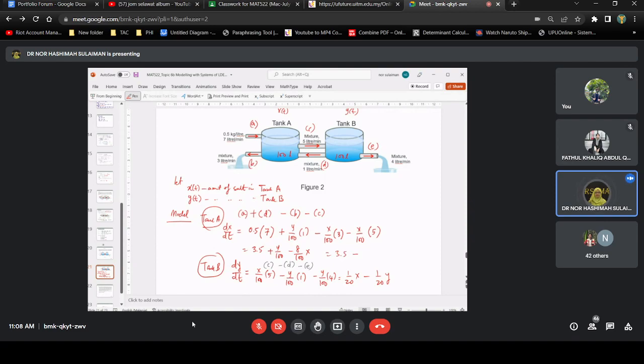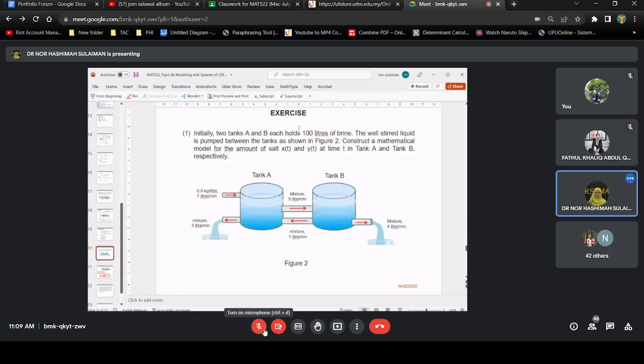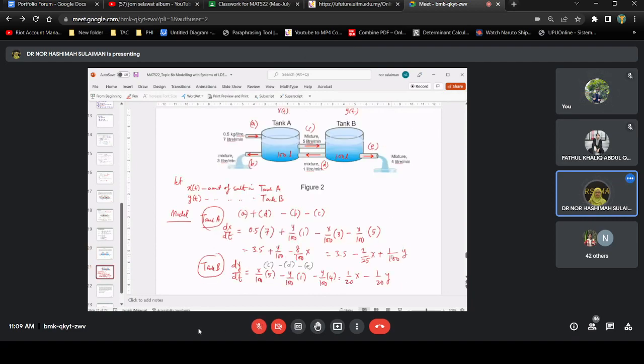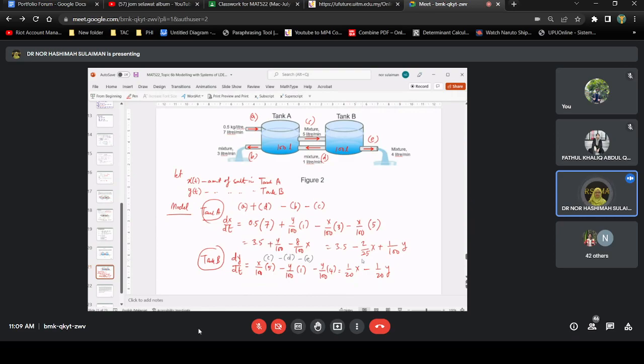Yang ni tadi 3.5, tak boleh combine lah. Tolakkan dengan 2 kali 2, 4. 2 kali 4, 8. 4 kali berapa? 25 X. Betul. Tambah 1 per 100 Y. Macam tu. Okay. Ada tak initial condition kat sini? Macam tak ada sebut kan? Initial tak ada. Alright, kalau tak ada maknanya inilah model dia. Okay? Boleh faham?